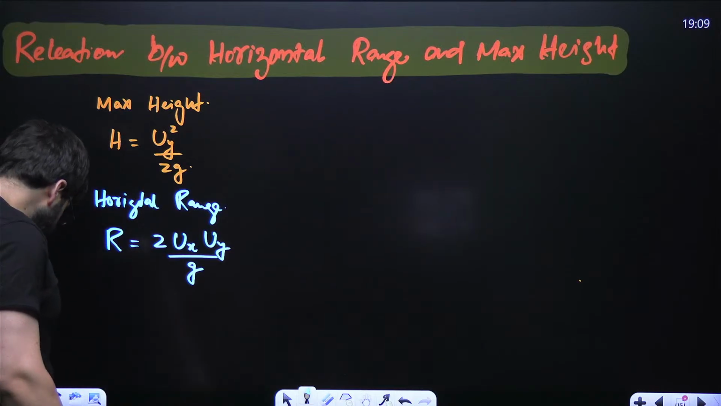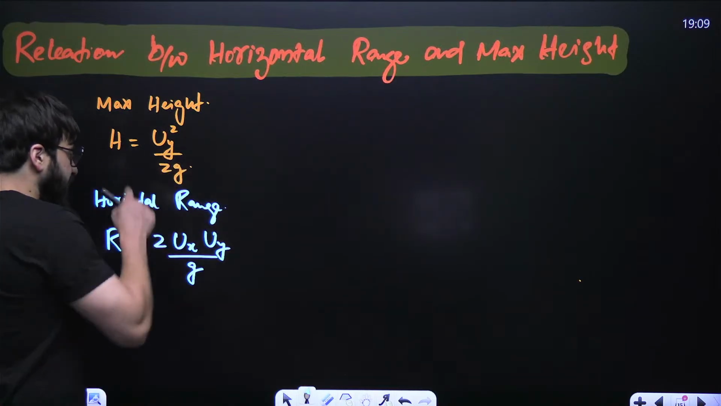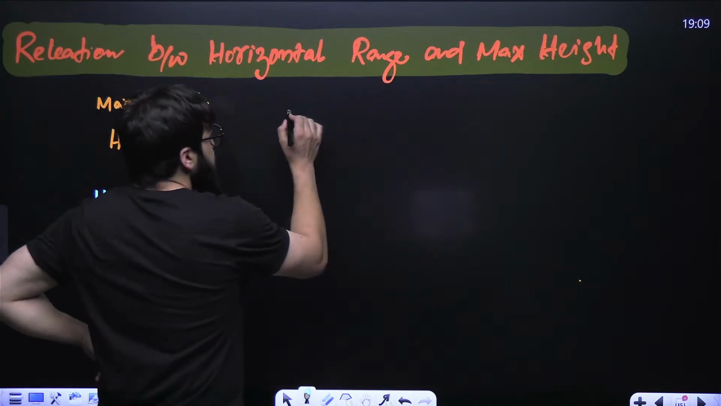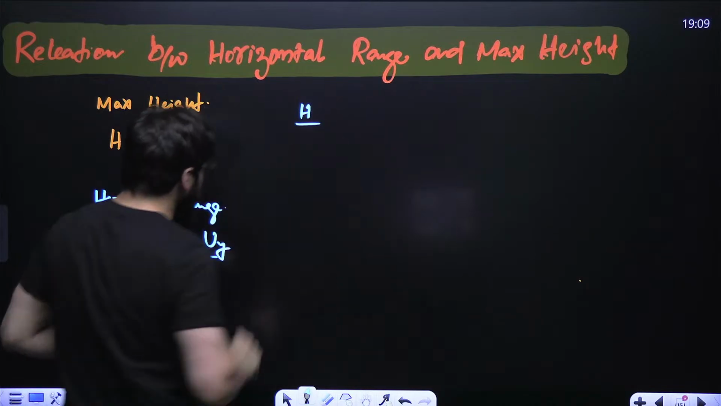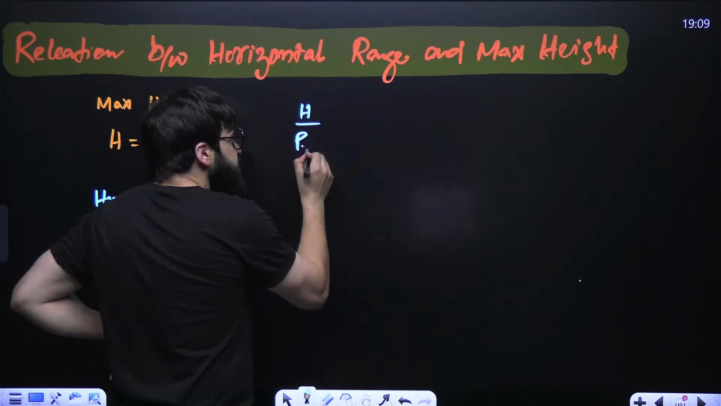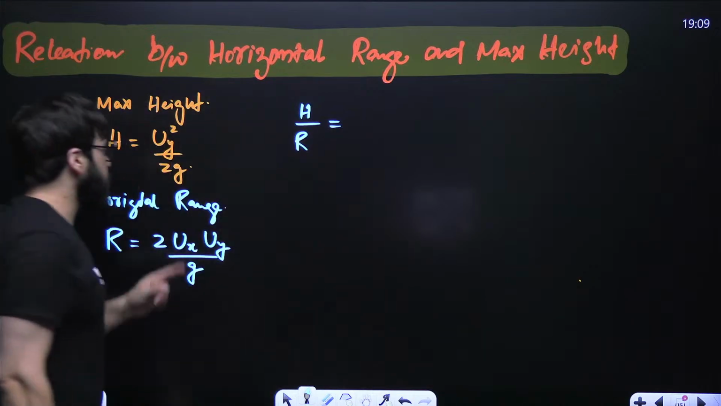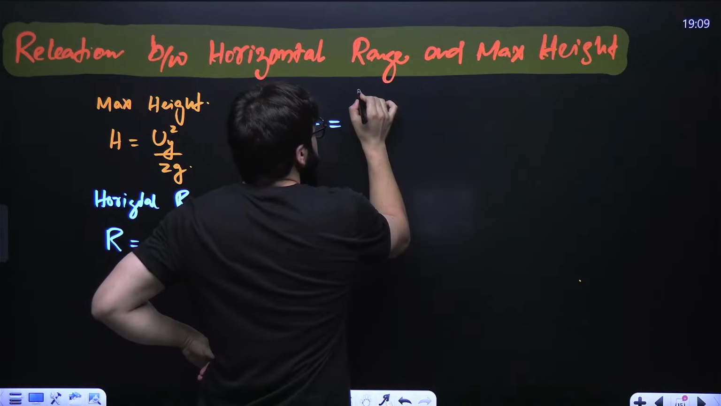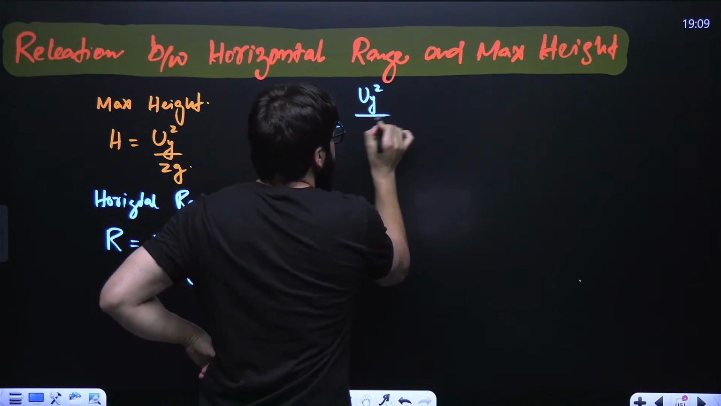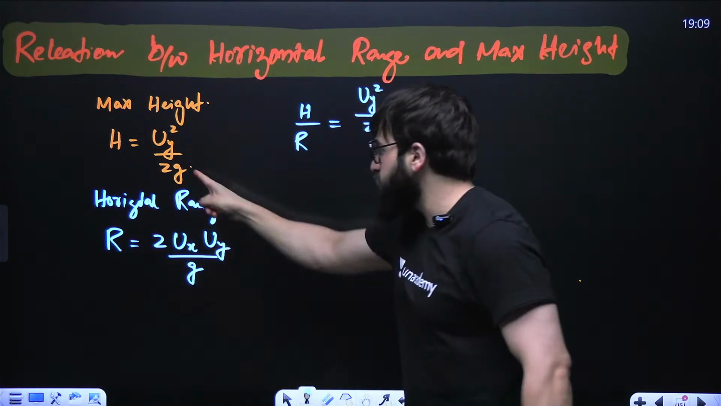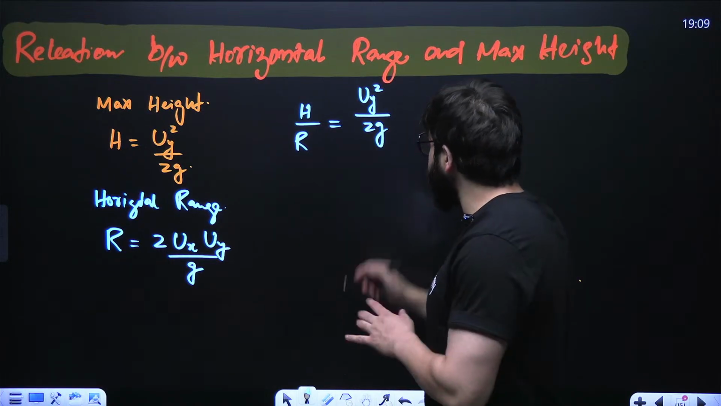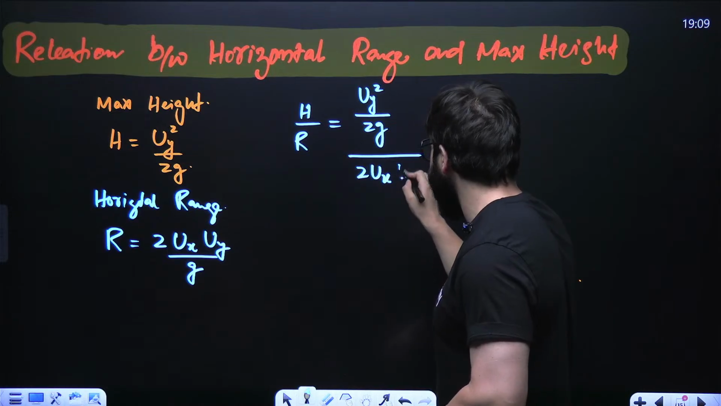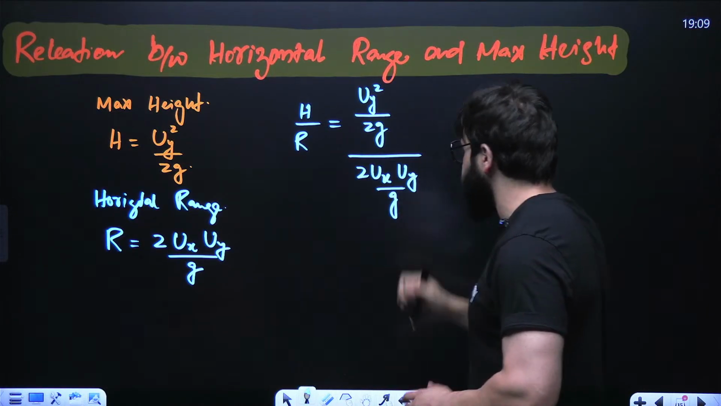I would want you guys to divide this equation with this equation. Divide both the equations. I can write h divided by r, and this will be equal to uy square divided by 2g, and instead of r, write 2 times ux uy divided by g.